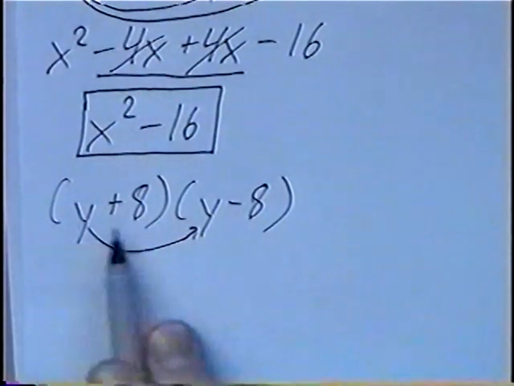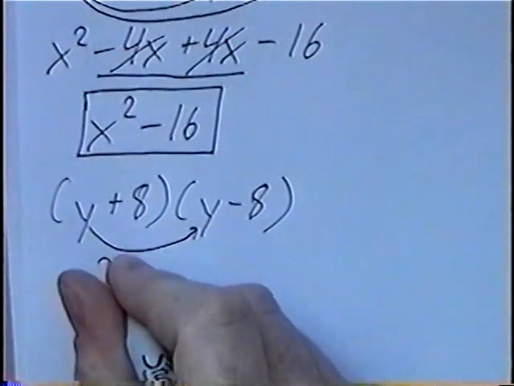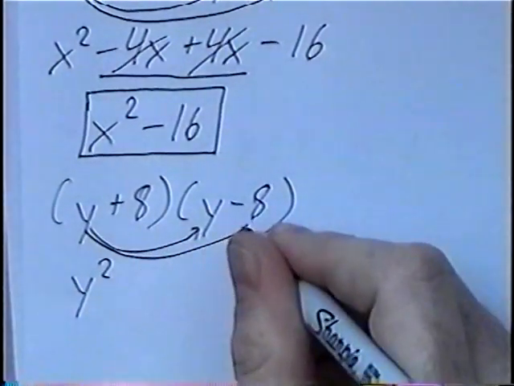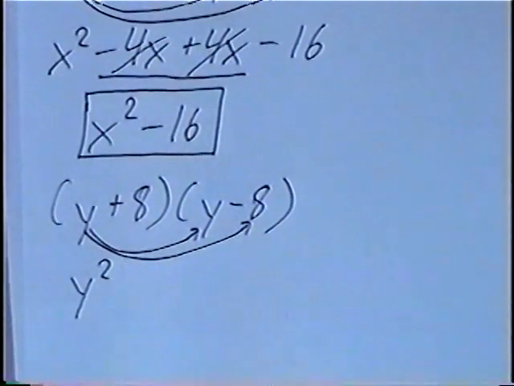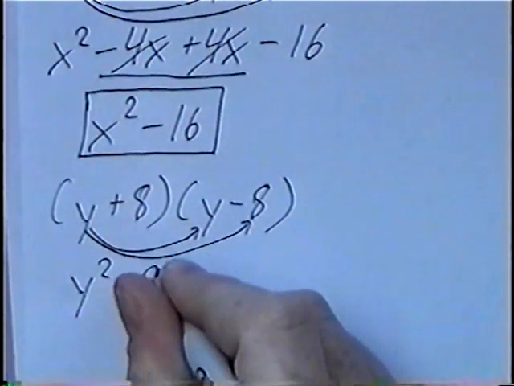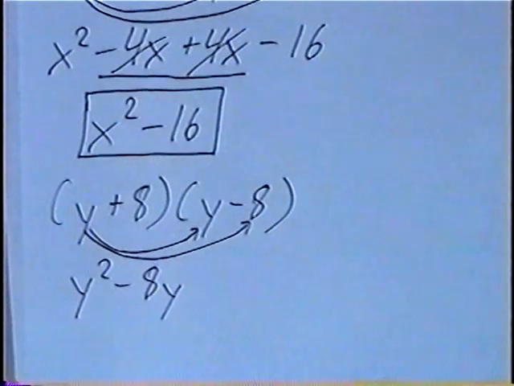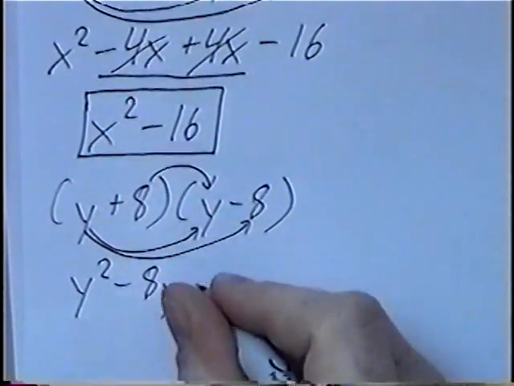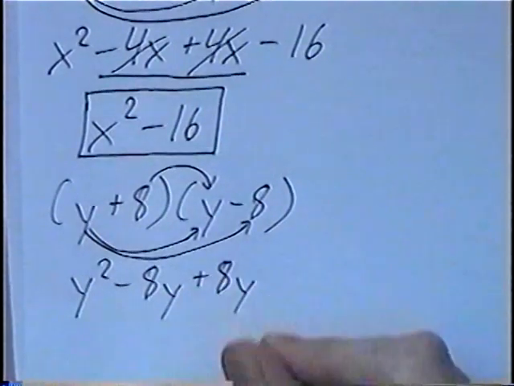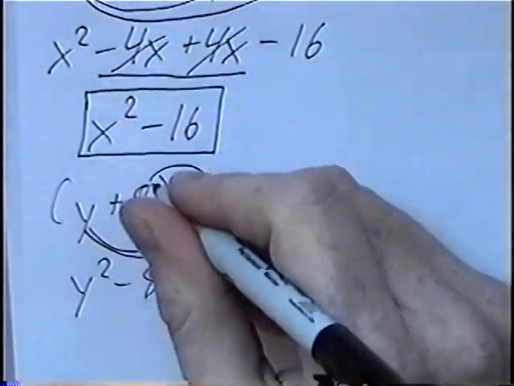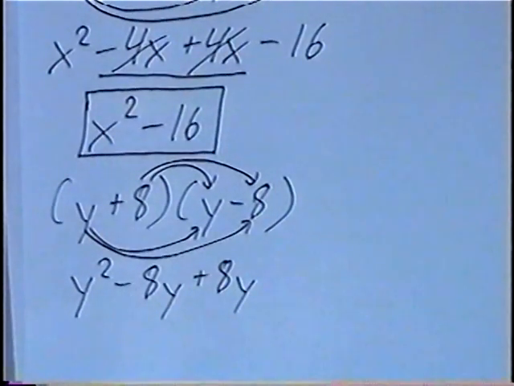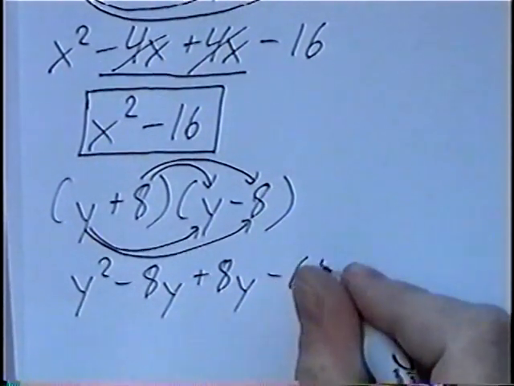Multiplying the first terms, y times y would be y squared. Multiplying the outside terms, y times a negative 8 would be negative 8y. Multiplying the inside or middle terms, 8 times y would be positive 8y. And multiplying the last terms, 8 times a negative 8 would be negative 64.